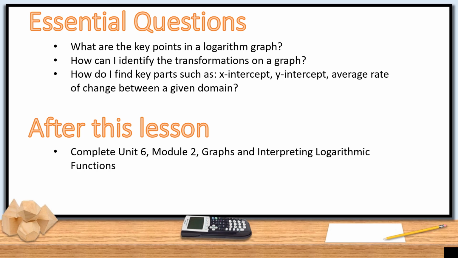Okay, so that brings us to the end of today. Key points of a logarithmic function: you've got the vertical asymptote and the 2 reference points. Those are key. X-intercepts and y-intercepts are important too, so make sure you can figure those out algebraically and from looking at the graph. Transformations: you have an a, an h, and a k value. Make sure you can pick those out. Finding the key parts, such as the intercepts and average rate of change, make sure you can do that. And for the given domain, whether it's 2 x values given to you or an interval, make sure you can find both of those.